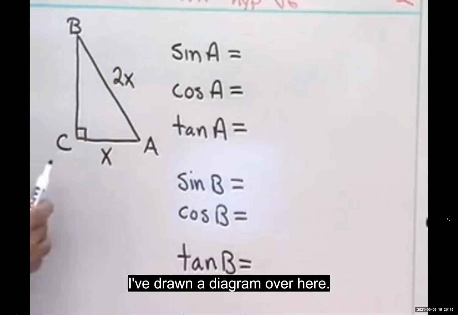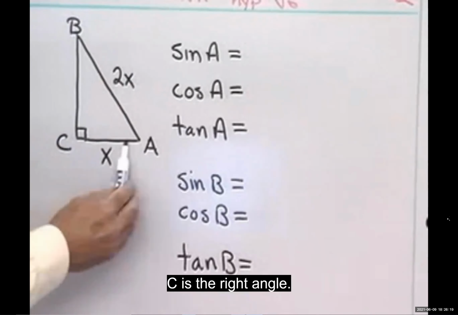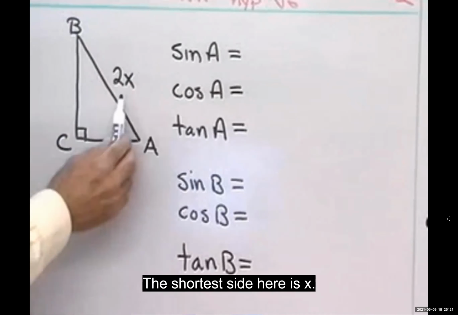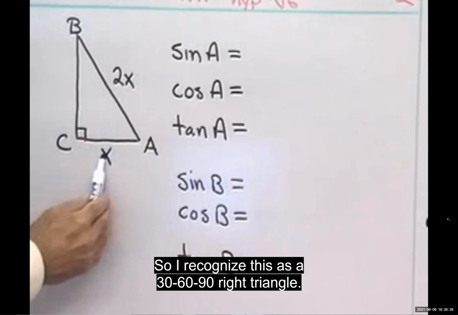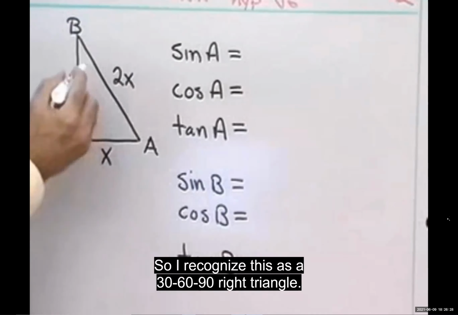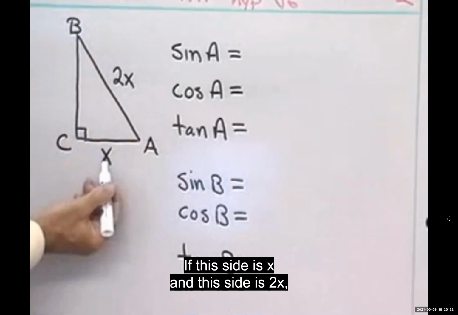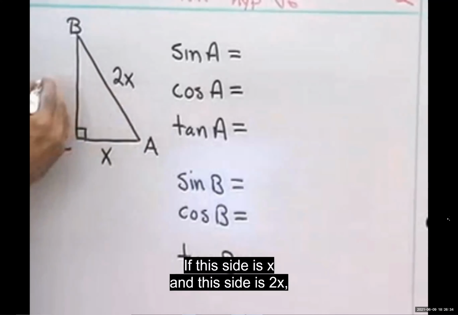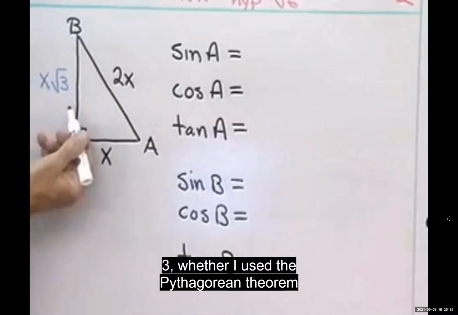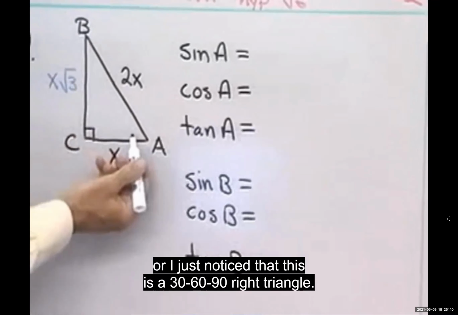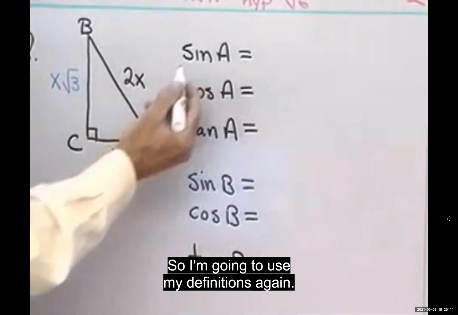I've drawn a diagram over here. You can see I have triangle ABC. C is the right angle. The shortest side here is x. The hypotenuse is 2x. So I recognize this as a 30, 60, 90 right triangle. So this is actually 30 degrees. This is 60 degrees. If this side is x and this side is 2x, then this side is going to be x square root 3, whether I use the Pythagorean theorem or I just notice that this is a 30, 60, 90 right triangle. So I'm going to use my definitions again.